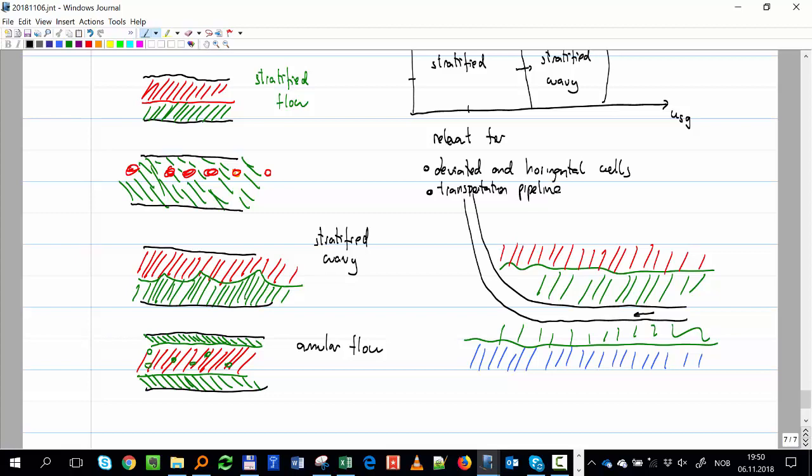And for inclined pipes, what happens? We have a mixture in between. Depending how inclined it is, you may still have stratified flow at maybe 30 degrees. But when you start going too much up, you don't have stratified anymore. So you have a continuous change, all in between.